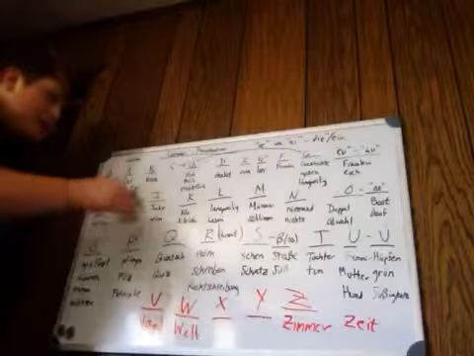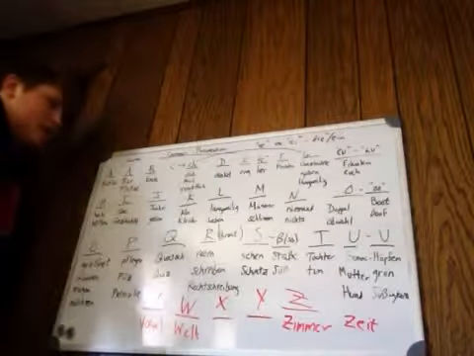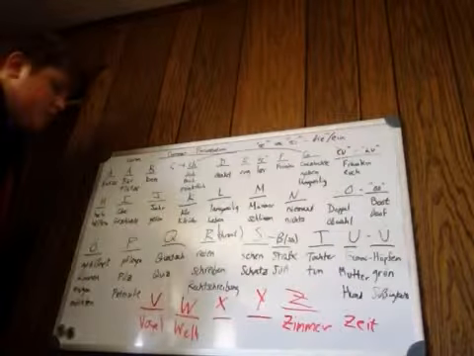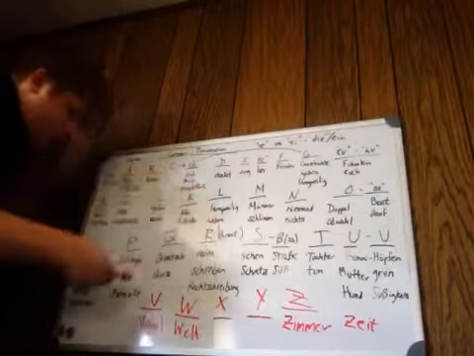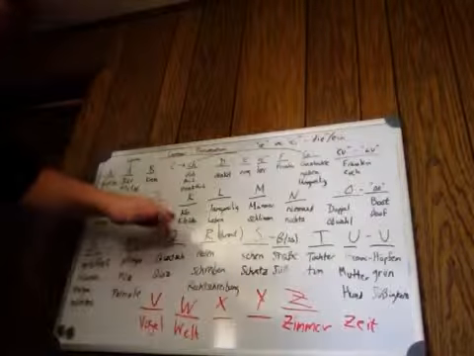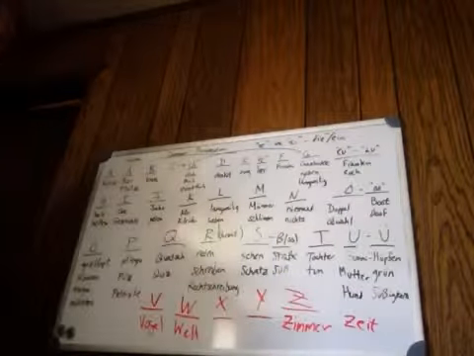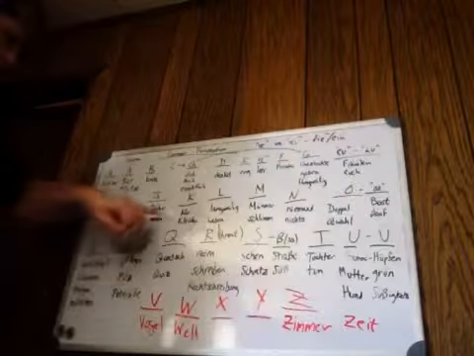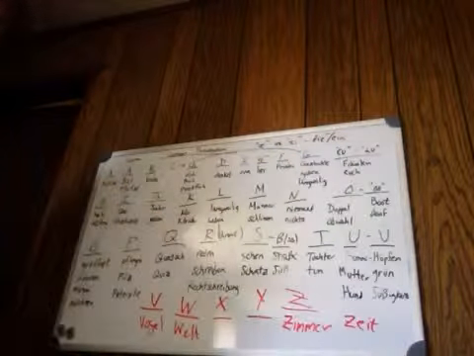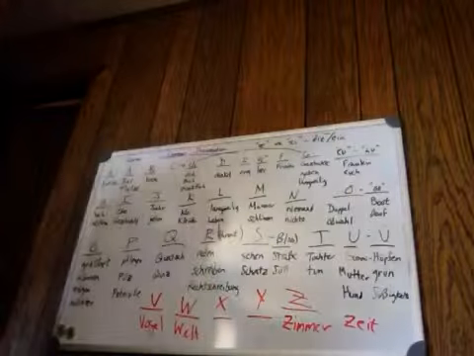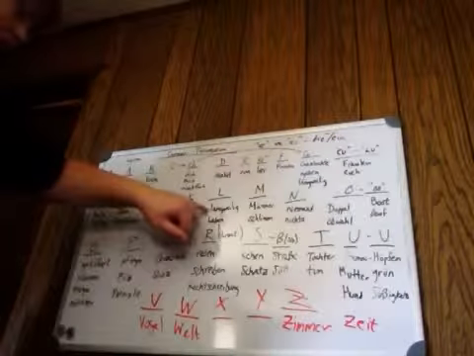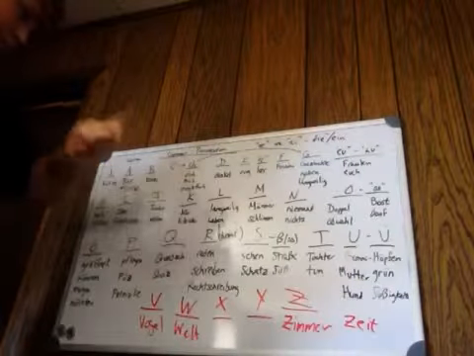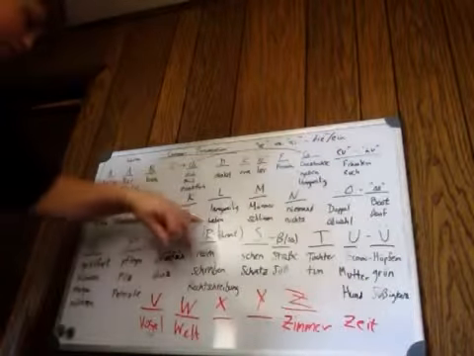K, pretty simple. Like in English, we have a lot of C words which make a k sound, but K does all the work for that. Klo, which is like a slang term for bathroom or restroom. Kleider, clothing. L, also pretty simple. Langweilig, which means boring. Leben means life.